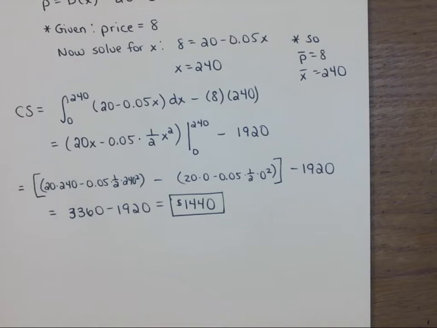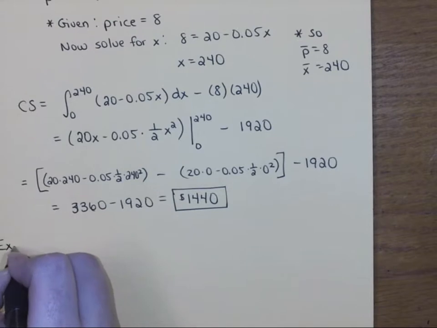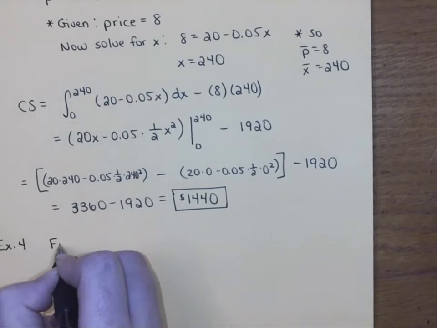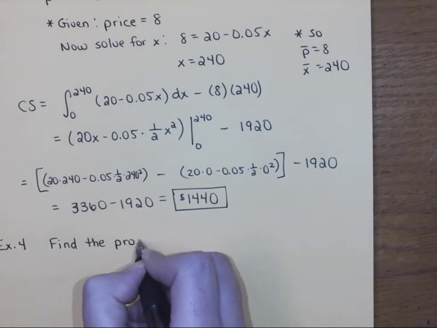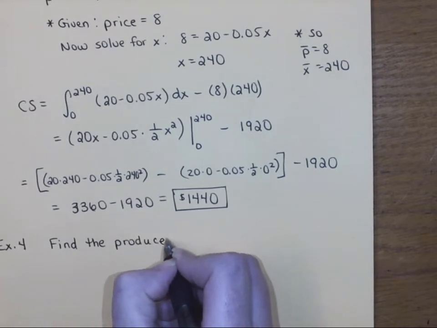Okay, so that is the difference between what the consumers paid and what they would have been willing to pay before they said, nope, I'm done, I'm not paying any more than that. And remember, this is consumers as a whole. It doesn't mean each consumer left $1,440 on the table. That's not what it means.